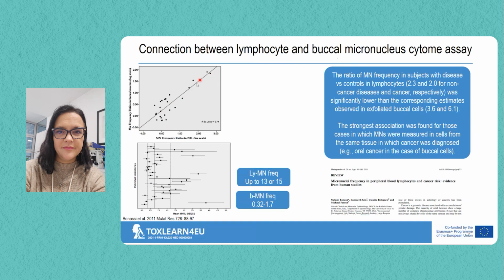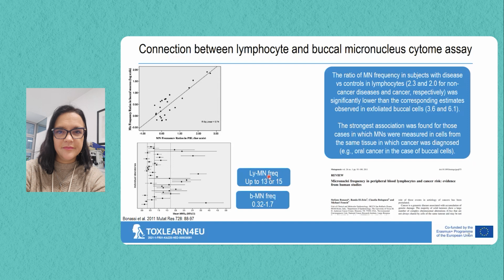And here on this graph, you can see this linearity. Usually for a healthy population, the frequency per 1,000 binucleated cells is up to 13 or even 15. For the buccal micronucleus, that frequency is really lower, as you can see, let's say up to 2, depending on each laboratory. So this is like a meta-analysis or statistics on 5,000 individual data from different labs.